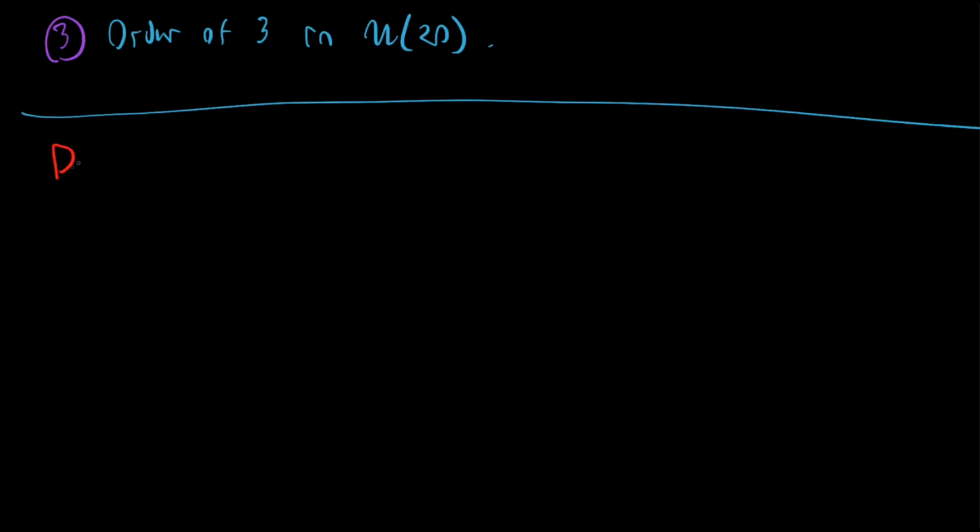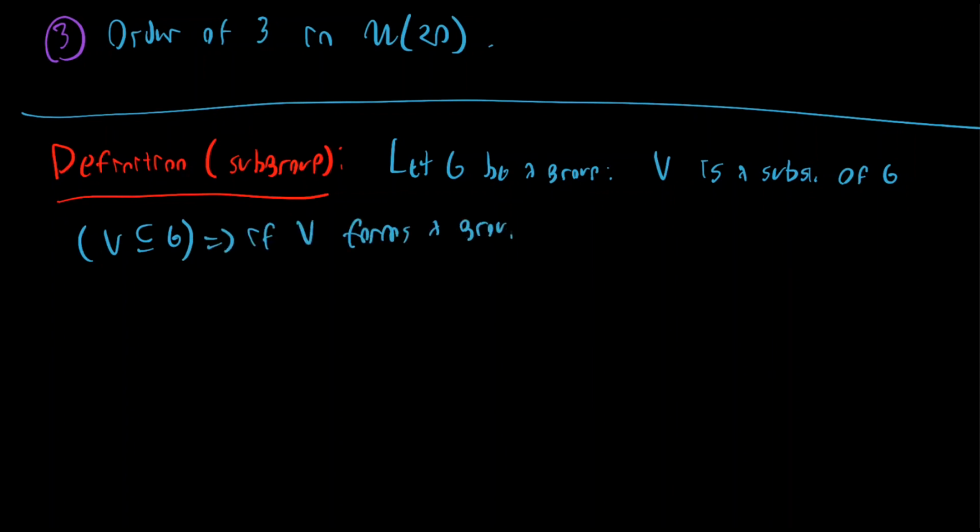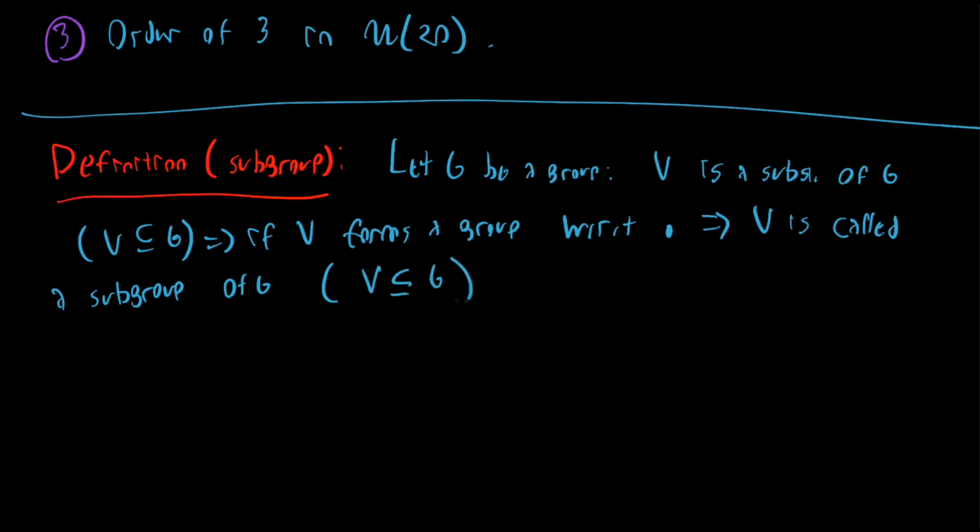So now we will give another very important definition, and that is the definition of a subgroup. So let G be a group. If V is a subset of G, in symbols V ⊆ G, and V forms a group with respect to the same operation that G formed, let's call it this little dot, then V is called a subgroup of G. And we sometimes write V with this symbol that looks like the less than or equal to sign. And there are tons of useful theorems about subgroups.